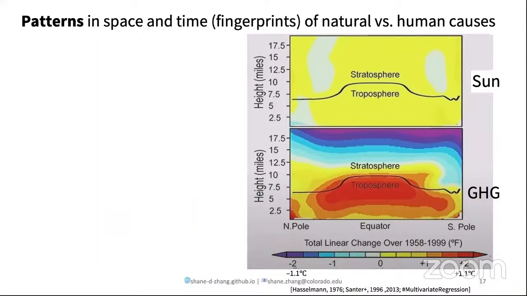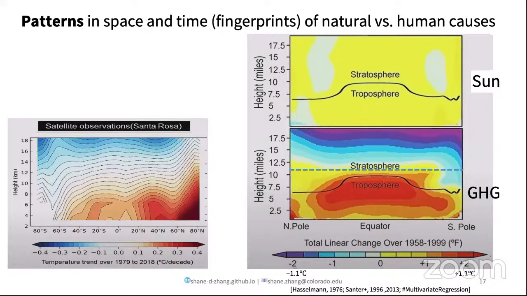So you may wonder, what does our observation look like? Here are the observations of temperature change using satellites from 1979 to 2018. Although the scales of the two plots are different, we can see the general patterns of warming in the lower atmosphere and cooling in the upper atmosphere, which is more consistent with the effects of greenhouse gases.